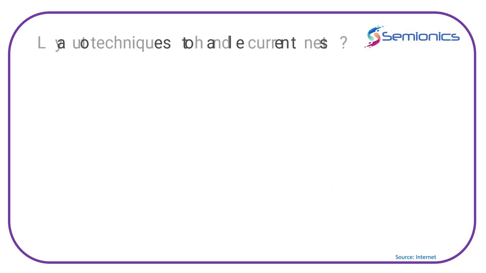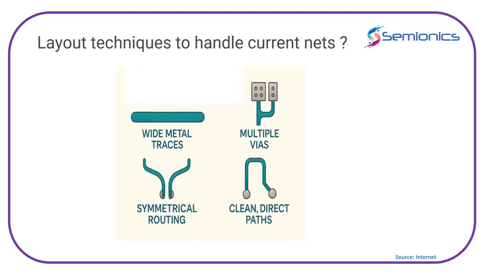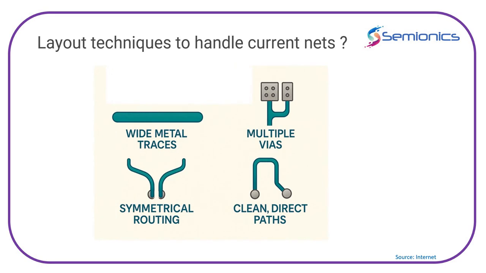What layout techniques do we use to handle current nets? Let's break it down. Wider metal traces to keep resistance low. Multiple vias to reduce via resistance and improve reliability. Symmetry in routing, especially in matched current paths. And yes, avoid unnecessary jogs. Keep it clean and direct. Because remember, resistance kills precision. And EM violations, they're not just warnings. They're a real threat to performance. So, lay out current nets with care and with respect for the current they carry.